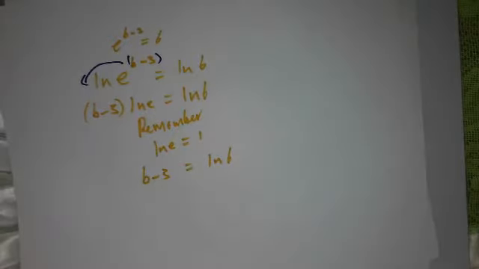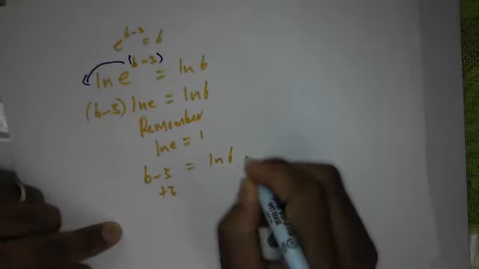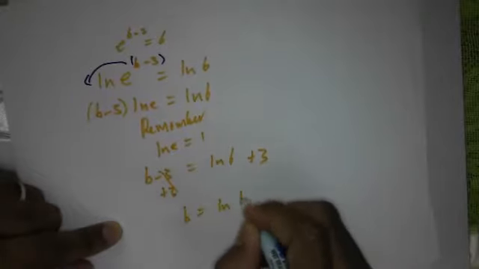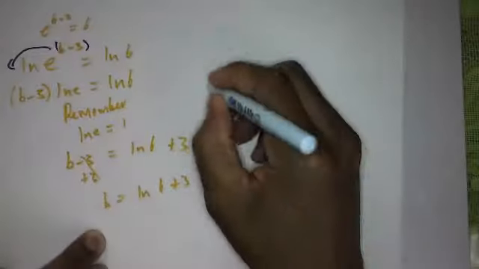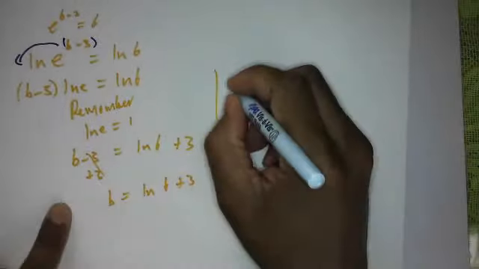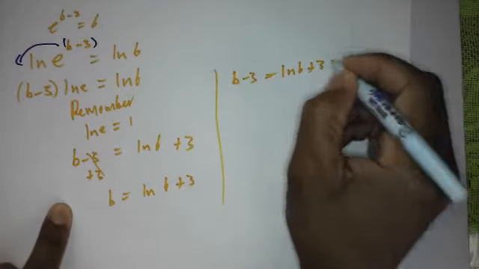ln 6 is an actual number. Now the actual value of this is to leave it at ln 6. So you could go ahead and add 3 to both sides. So b would equal ln 6 plus 3. But if we want an approximated value, we can also find that. So let's take it from right here, b minus 3 equals ln 6.